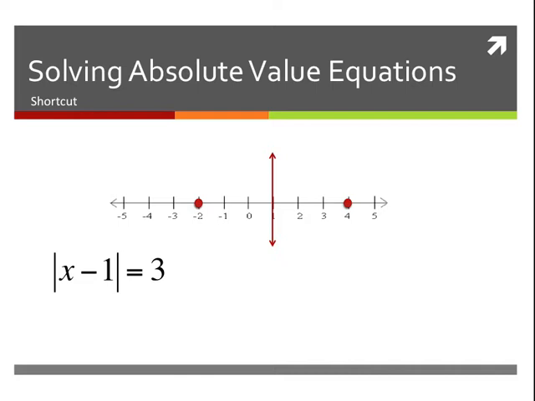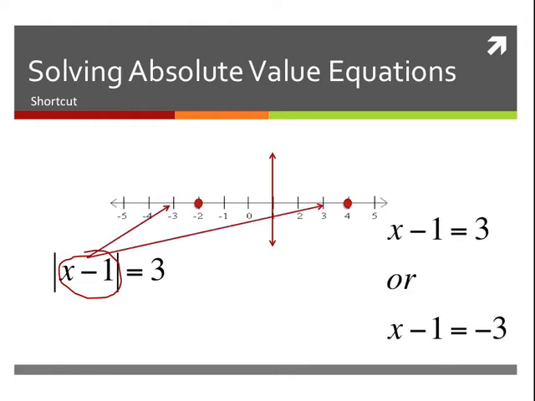If we try this equation, then we know the same thing happens. We're going to look at the expression inside of the absolute value symbol, and we're going to say that it must either be equal to -3 or +3, and so we'll set those equations up. In this case, x can either be -2 or +4.